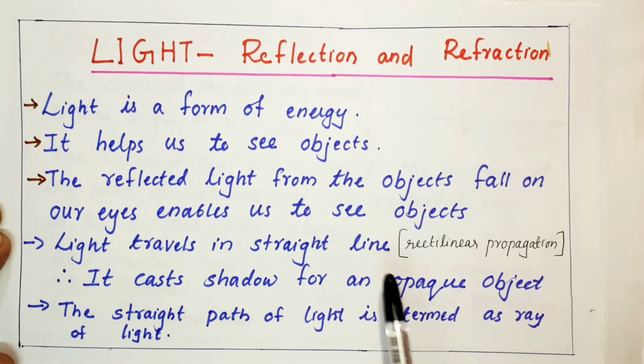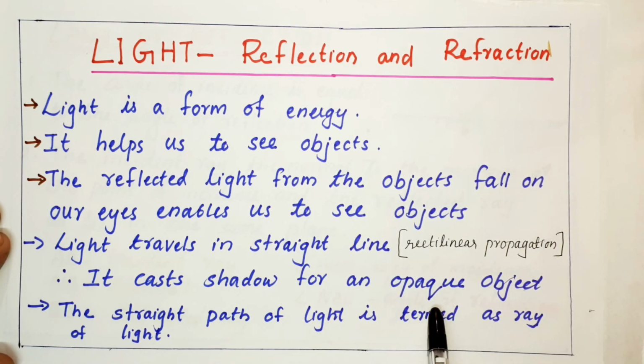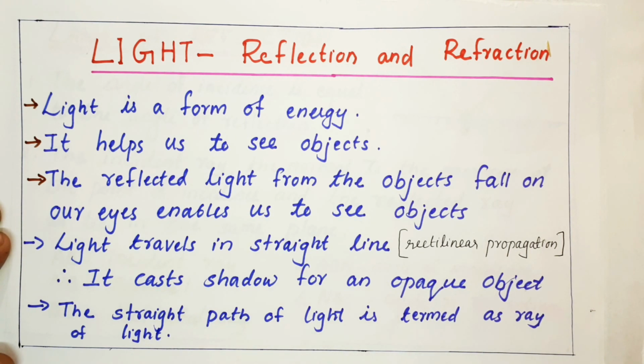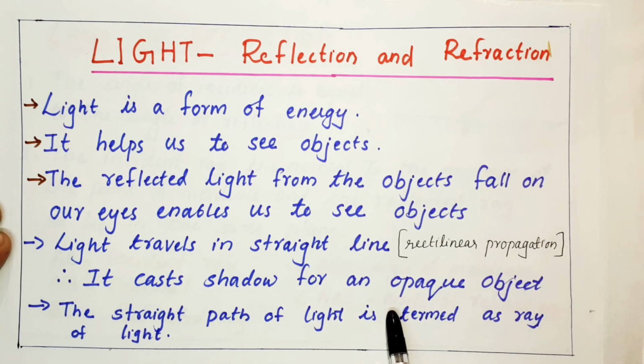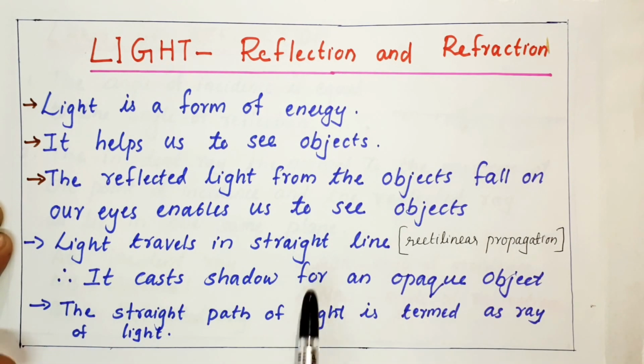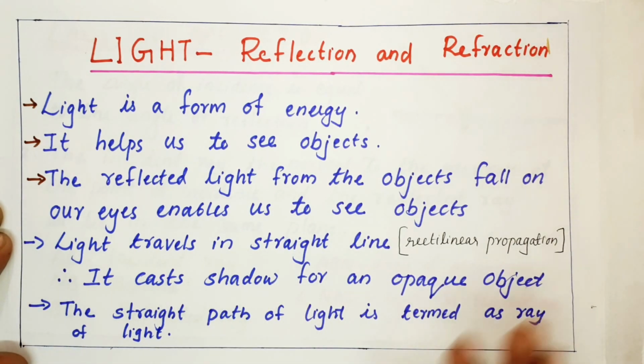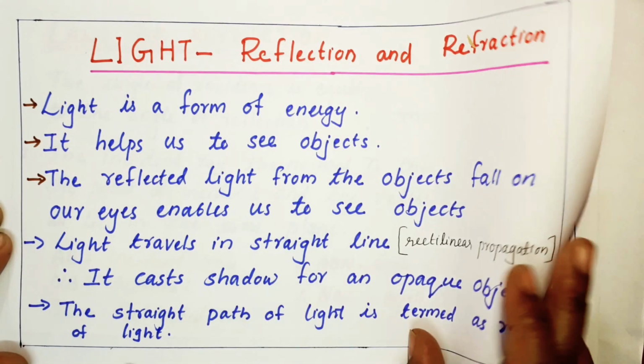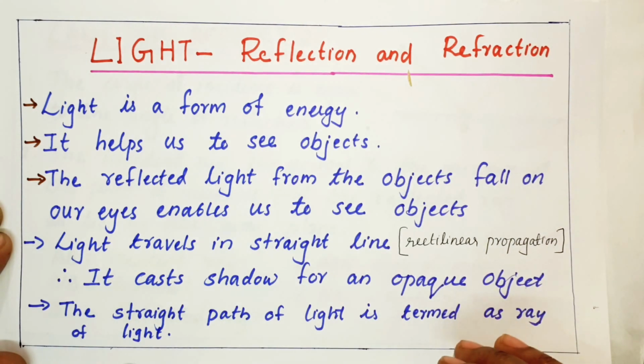Light is a form of energy and it helps us to see the objects. And how can we see an object? We can see an object only when the reflected light falls on our eyes. And light travels in a straight line and it casts a shadow for an opaque object.